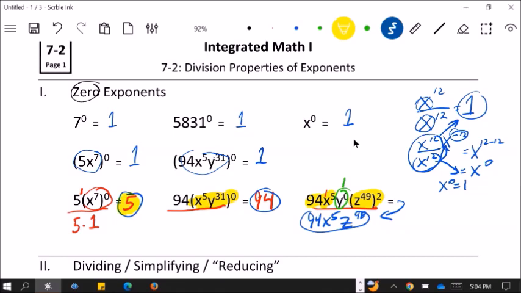So these are the only ones that are sort of unusual, and they're not really unusual. It's more just getting used to the fact that not everything has a power of 0. So the coefficients that are outside parentheses do not.